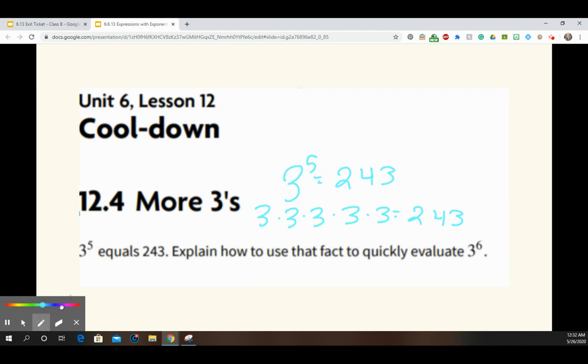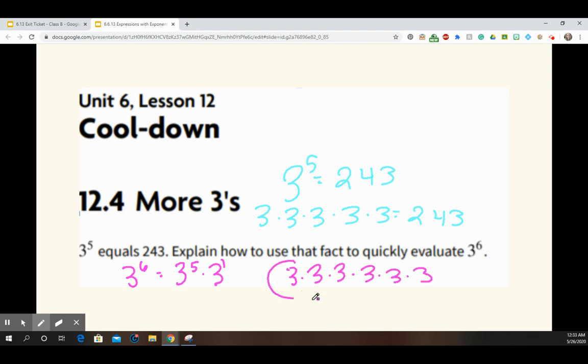Now, we learned that 3 to the 6th is equal to 3 to the 5th times one more 3, like 3 to the 1st. We could add those exponents together. So I would take those 5 3's, or 243, and multiply it by one more 3. If I think about it as doing 6 3's, 4, 5, 6, I know that these 5 3's here are the same as 243, so then I'm just going to multiply it by that last 3. I wouldn't expect you to do this mentally, but definitely it's a lot faster than multiplying all 6 3's.